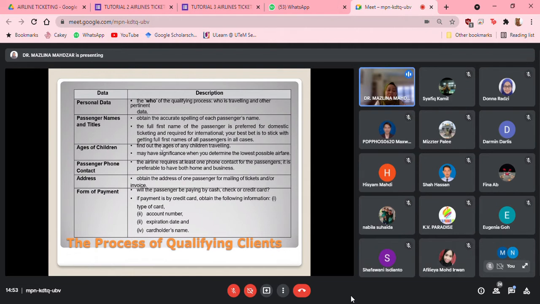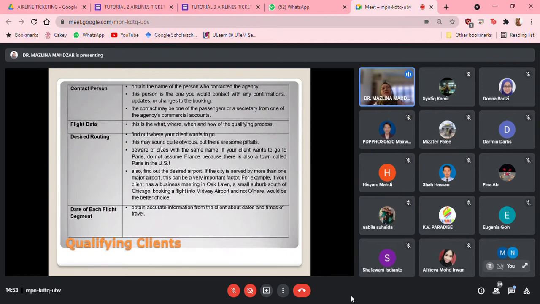Form payment tadi saya kata this is pertaining to ticketing status tadilah. Form payment, macam mana pembayaran untuk tempahan tiket penerbangan ni akan dibuat. Is it by cash, check or credit card? Kalau by credit card, you must obtain all this information like the account number, when is the expiration date of the credit card number, cardholder's name and so on.